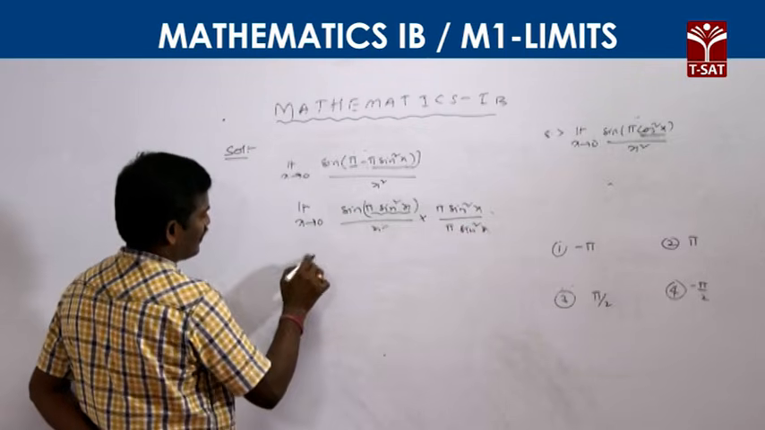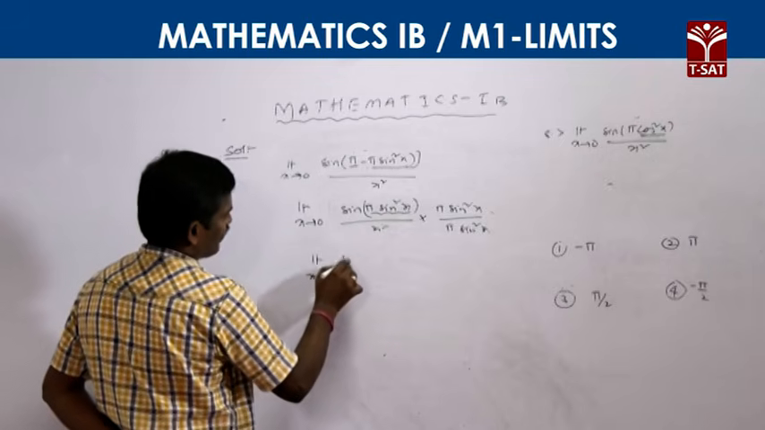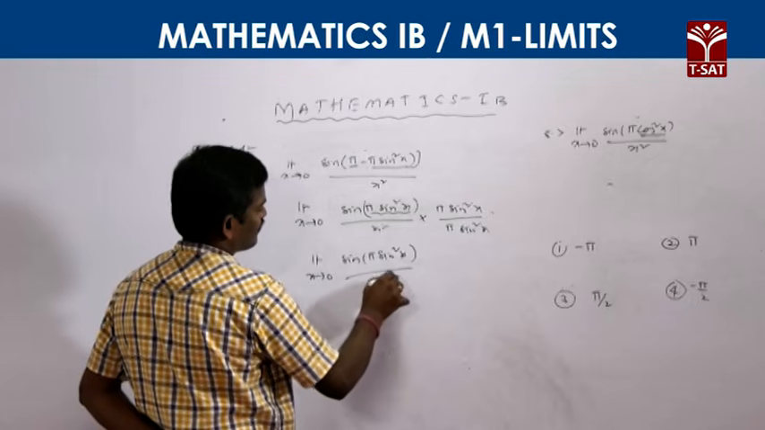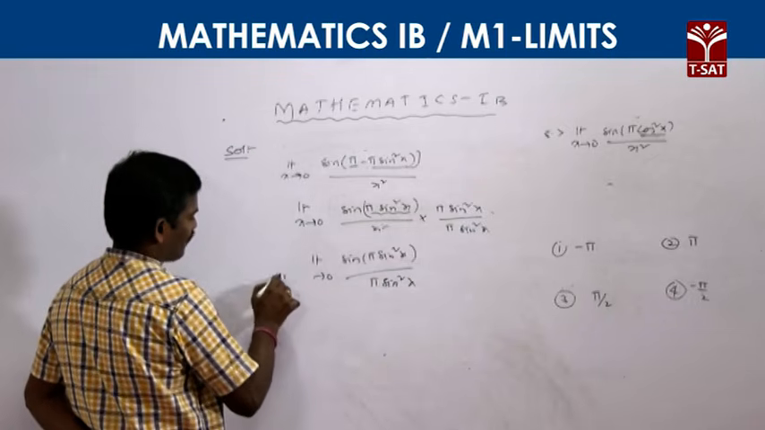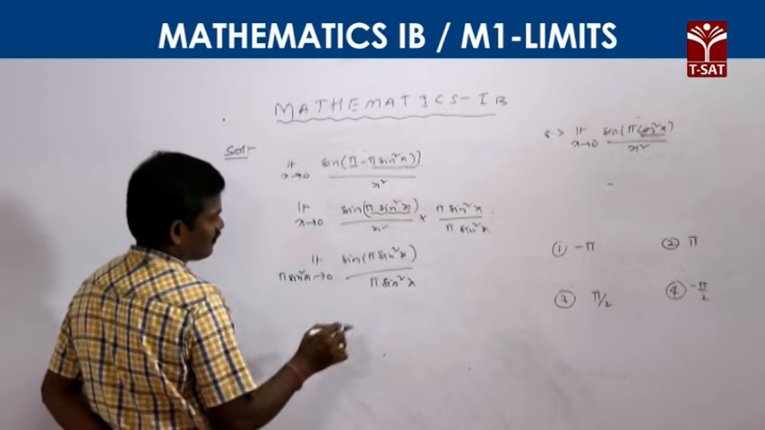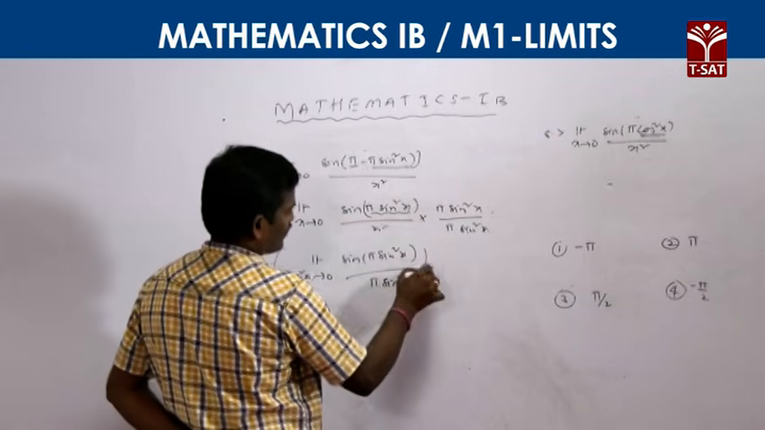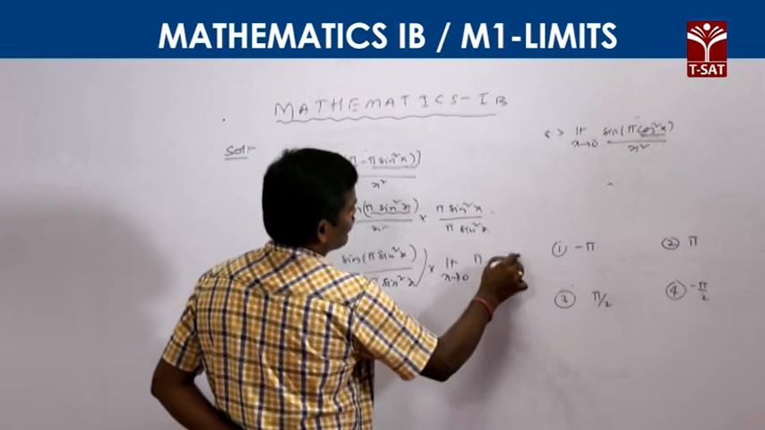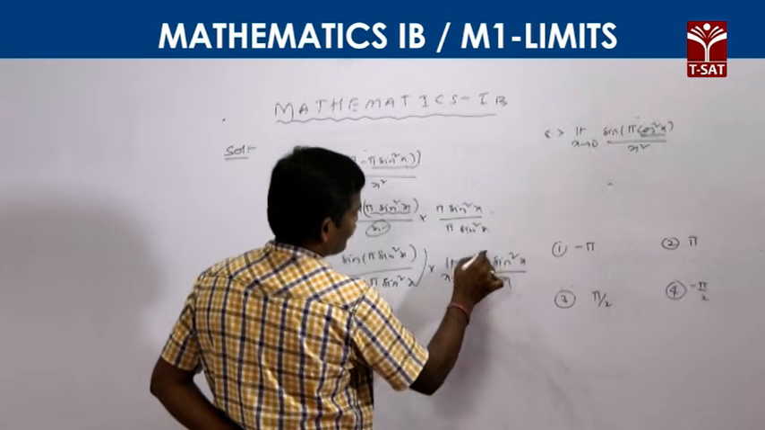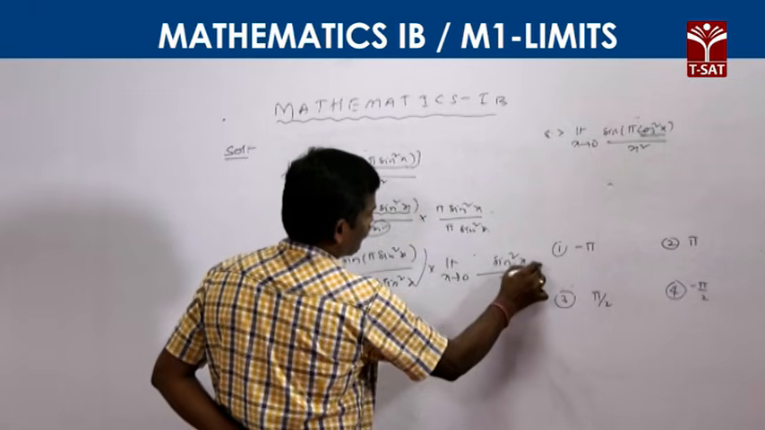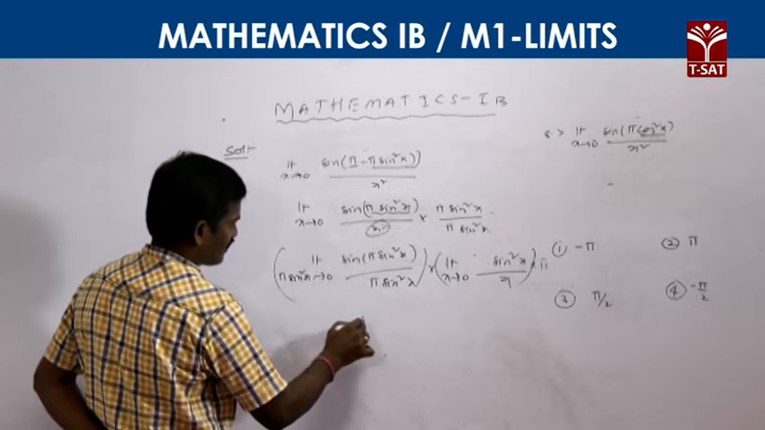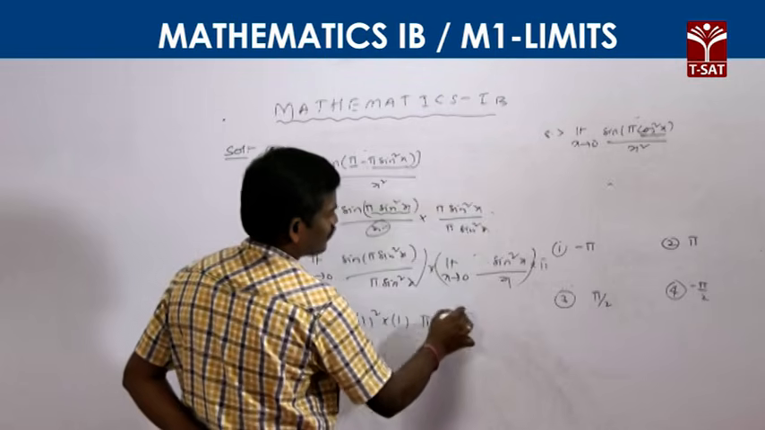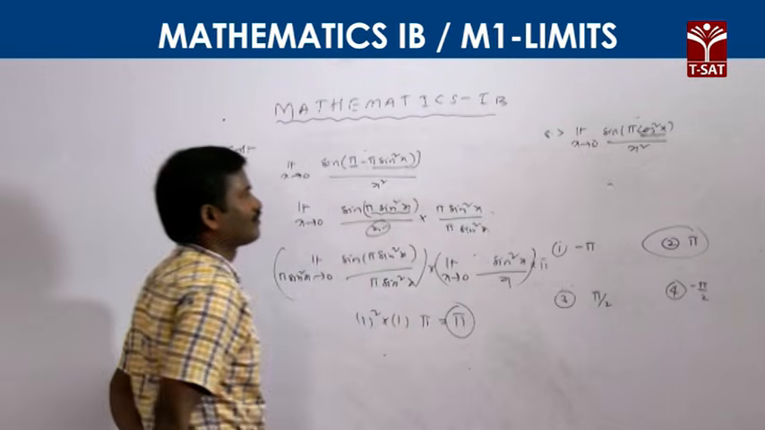So separate the limit. Limit x tends to 0 of sine of pi sine square x by pi sine square x, where pi sine square x also approaches 0. That is one case, and the other case is limit x tends to 0 of pi into sine square x by x square. So this is one standard limit, into pi. What is the answer for this? 1 square into 1 into pi. So the answer is pi. So pi, the second option, is the correct answer.